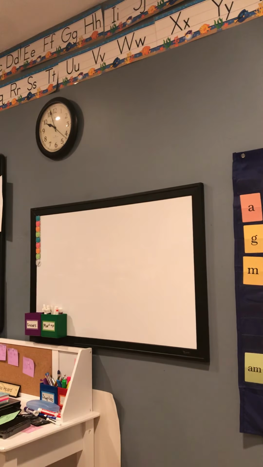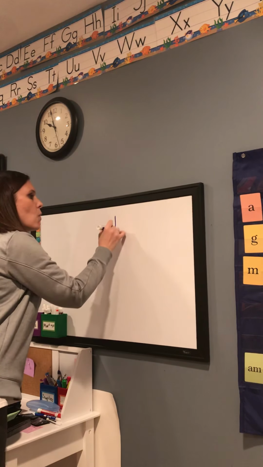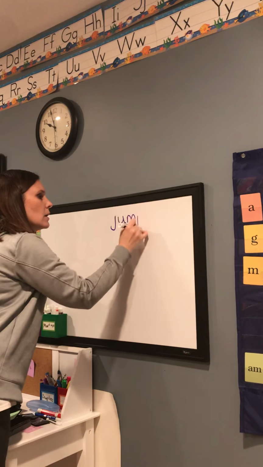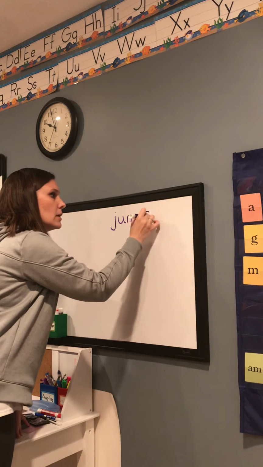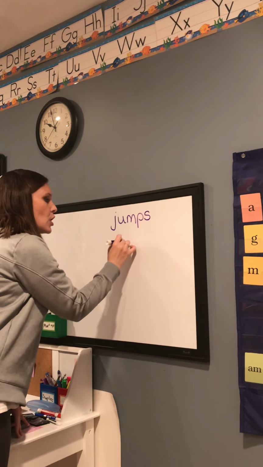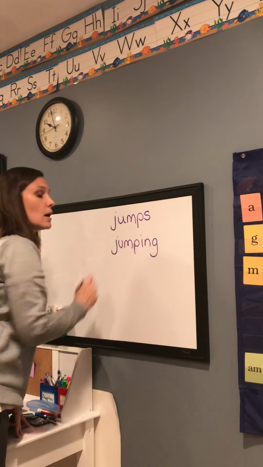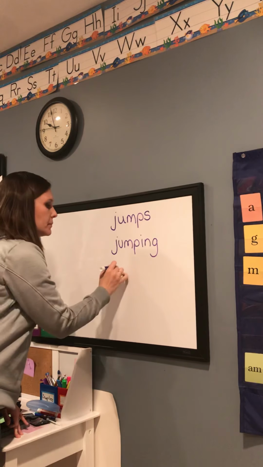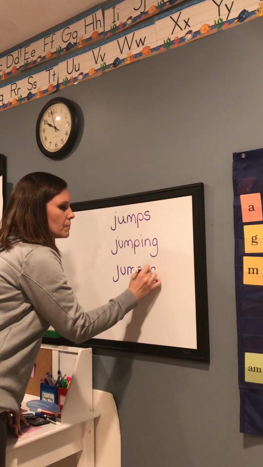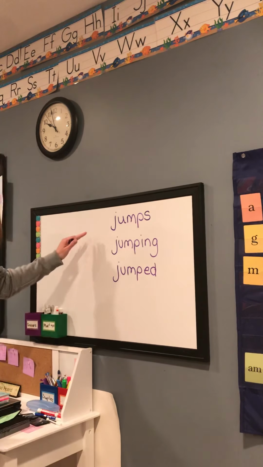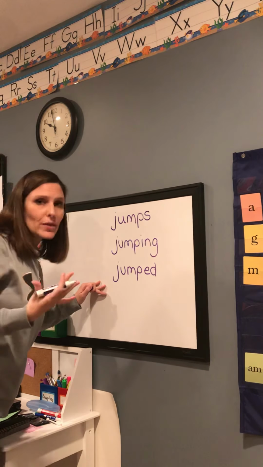So you can see, how do we mark a base word and a suffix? So if my word was jump, and then I said, my daughter jumps. My daughter is jumping. My daughter jumped. All of these words have the same base word because we started with the same base word. So I want to be able to show that to everybody.